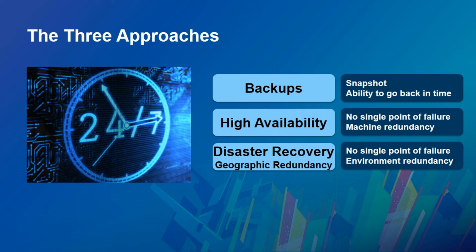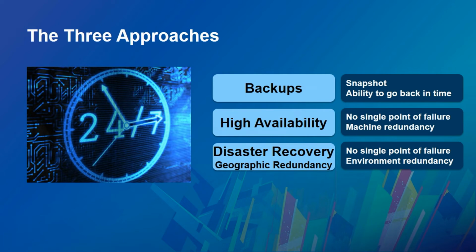The next approach is high availability. High availability means you don't have a single point of failure. So you have multiple machines performing the same function. If one of those machines goes down, then you have other machines to continue to perform the same role. This largely revolves around machine redundancy.